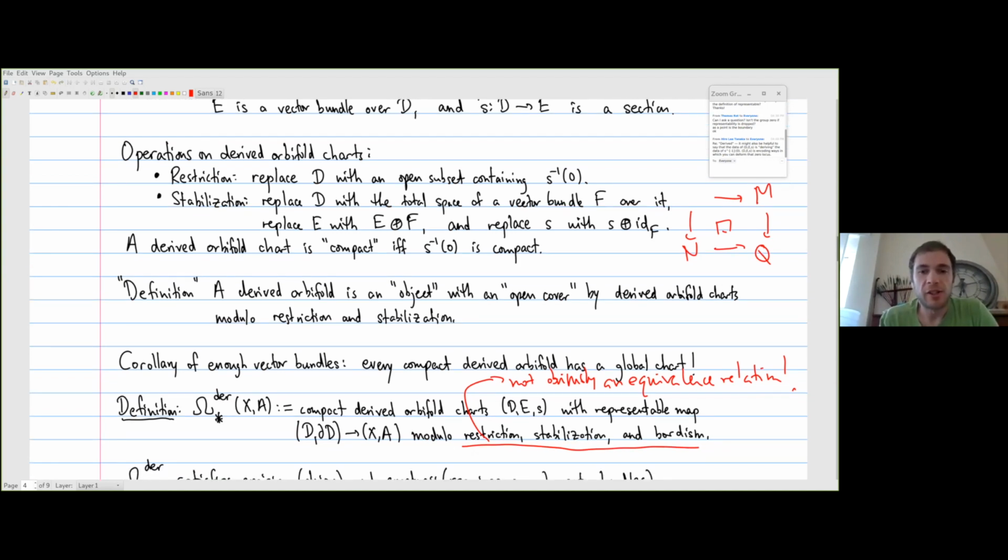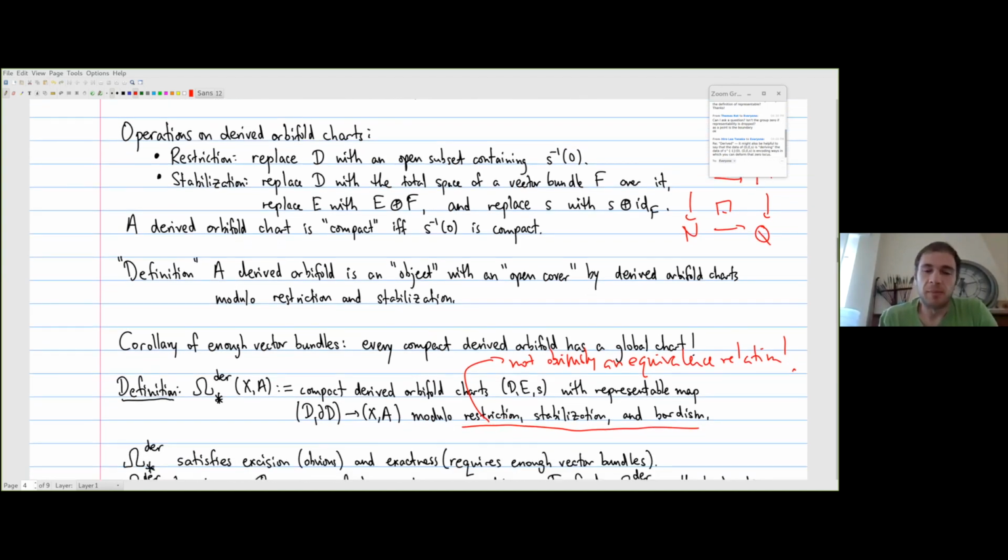Okay, so that's one of the subtleties in the definition. You have excision. That's again obvious. Exactness is not obvious. It now requires an appeal to enough vector bundles. This is the cost of defining derived orbifold bordism in terms of charts rather than in terms of honest derived orbifolds. It means that enough vector bundles gets caught up in, it becomes required in proving any non-trivial properties of these derived orbifold bordism groups.